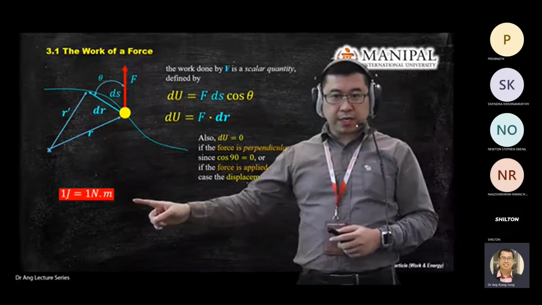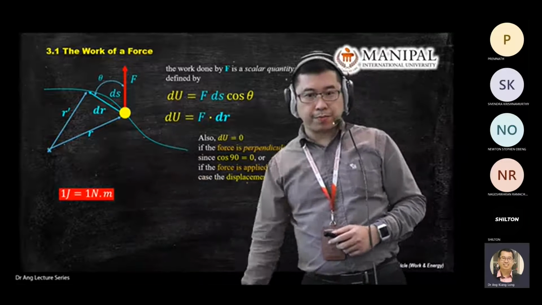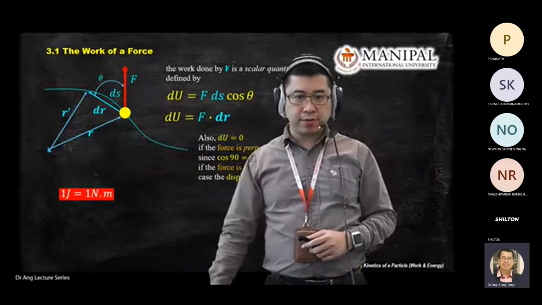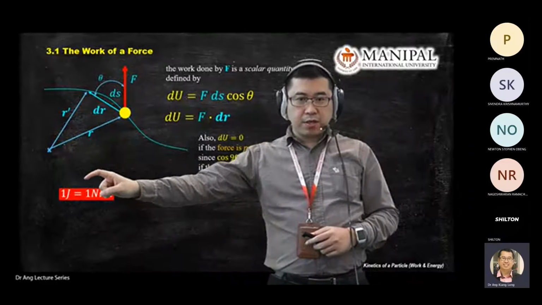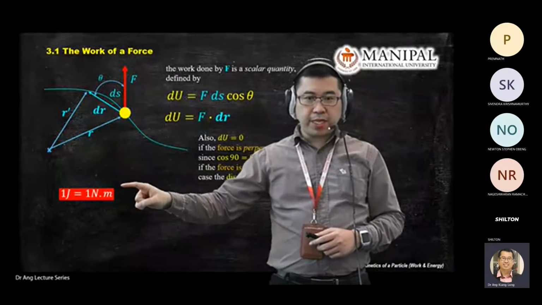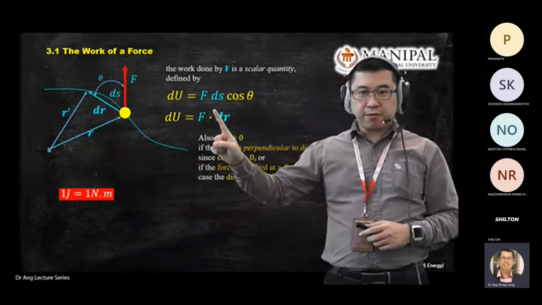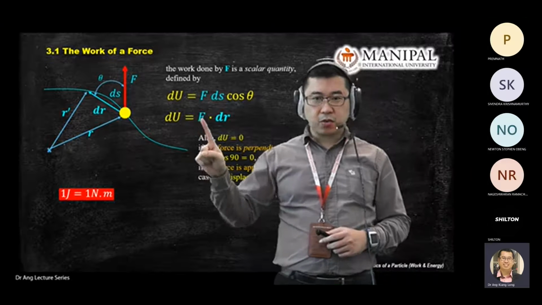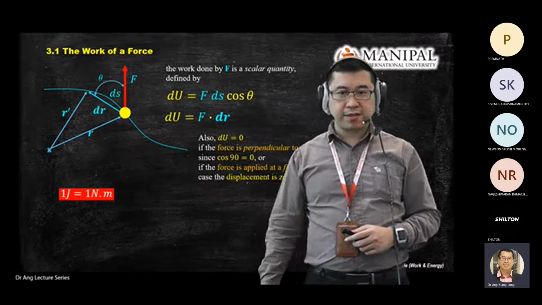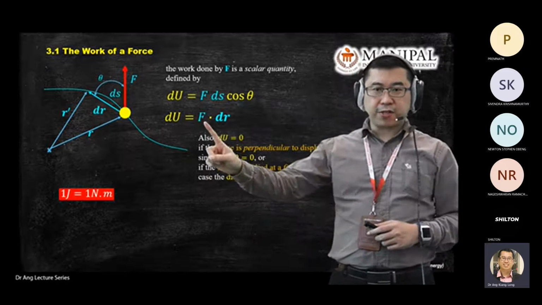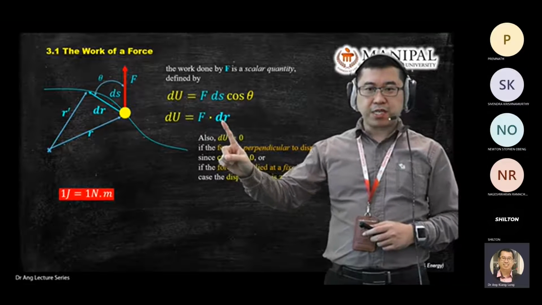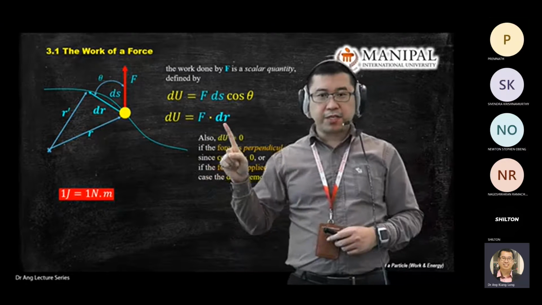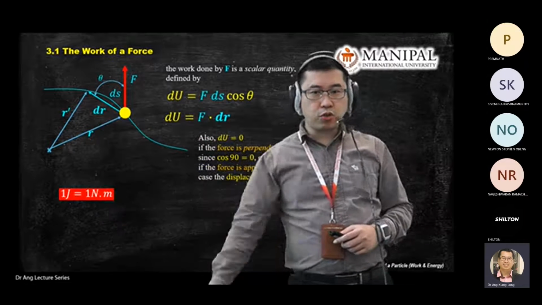The unit of your work is joule. Joule equals Newton meter. Where do you get Newton meter? Force is in Newton, displacement is in meter, so the unit is Newton meter. The combination of Newton meter, you get joule.